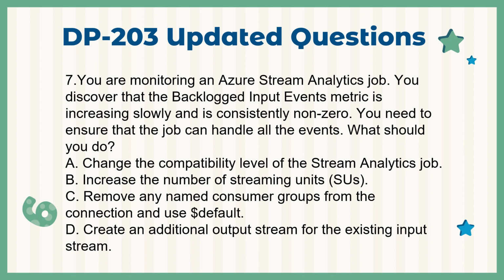7. You are monitoring an Azure Stream Analytics job. You discover that the backlogged input events metric is increasing slowly and is consistently non-zero. You need to ensure that the job can handle all the events. What should you do? A. Change the compatibility level of the Stream Analytics job. B. Increase the number of streaming units, SUs. C. Remove any named consumer groups from the connection and use $default. D. Create an additional output stream for the existing input stream.